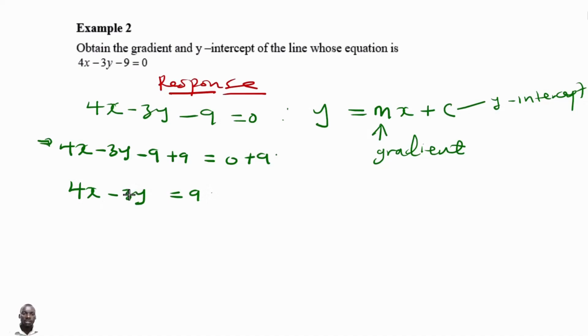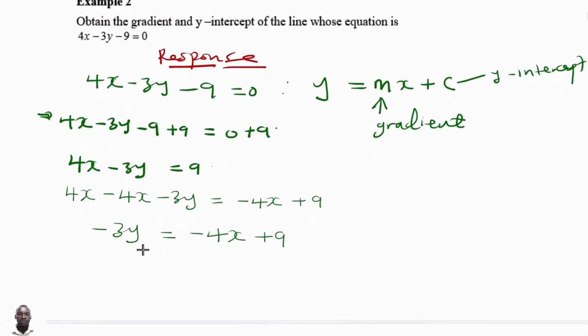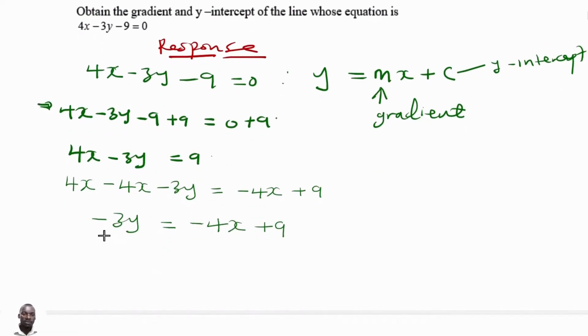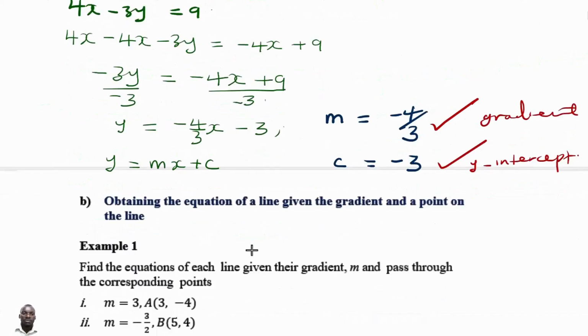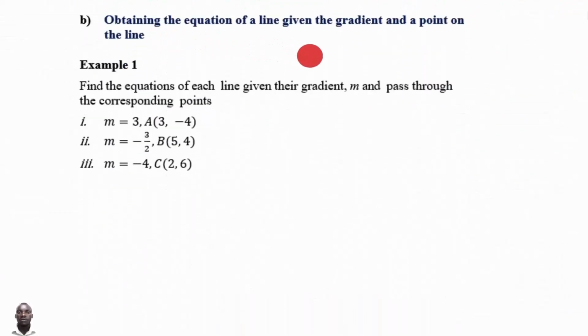We need to make y the subject. Simply we are going to take the 4x to the right hand side. So 4x minus 4x minus the 3y equals negative 4x plus 9. So this and this cancel out and we remain with negative 3y being equal to negative 4x plus 9. To make y the subject fully, we are going to simply divide through by negative 3 on both sides.